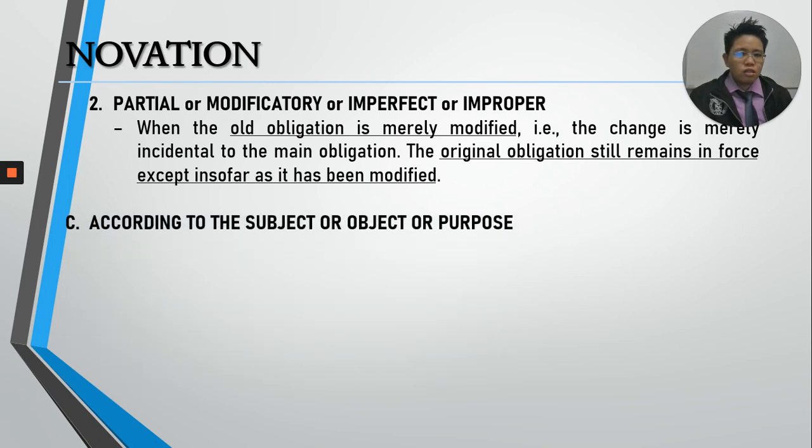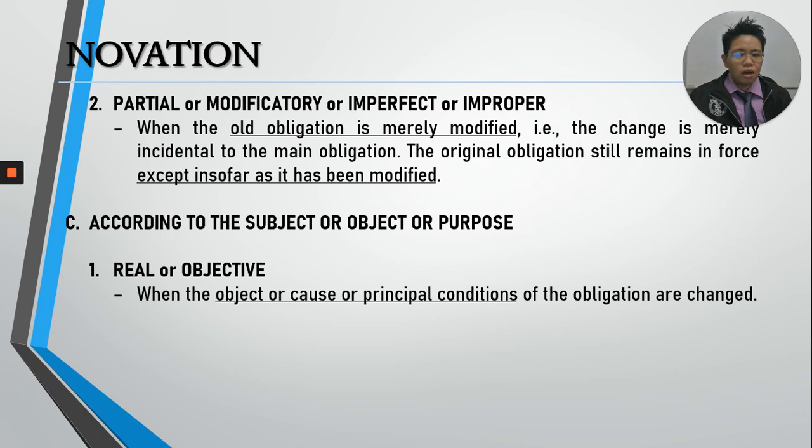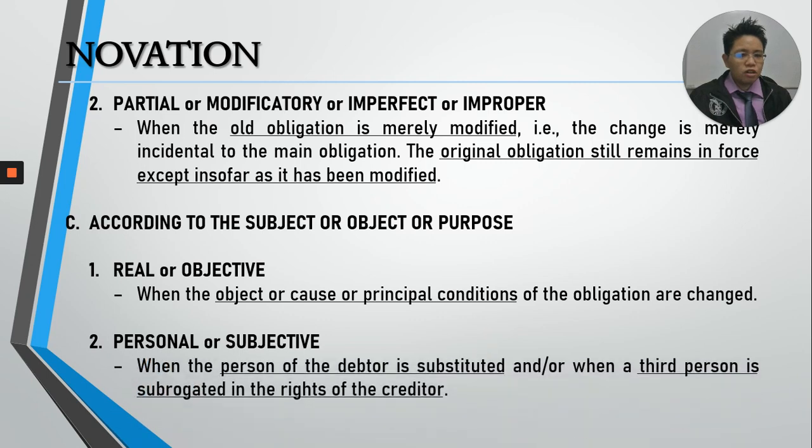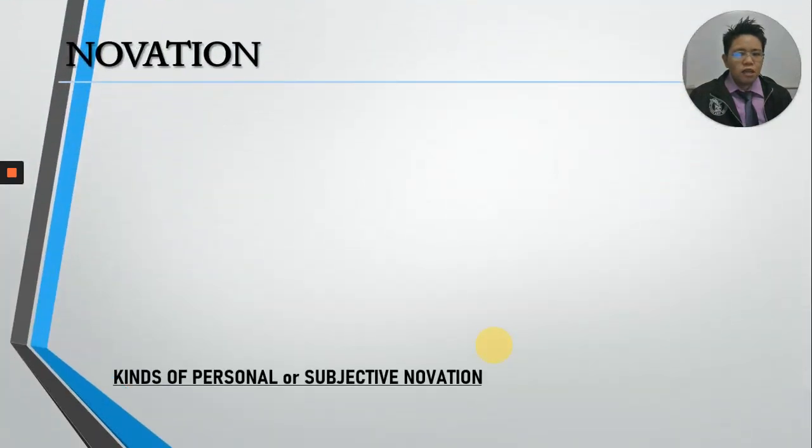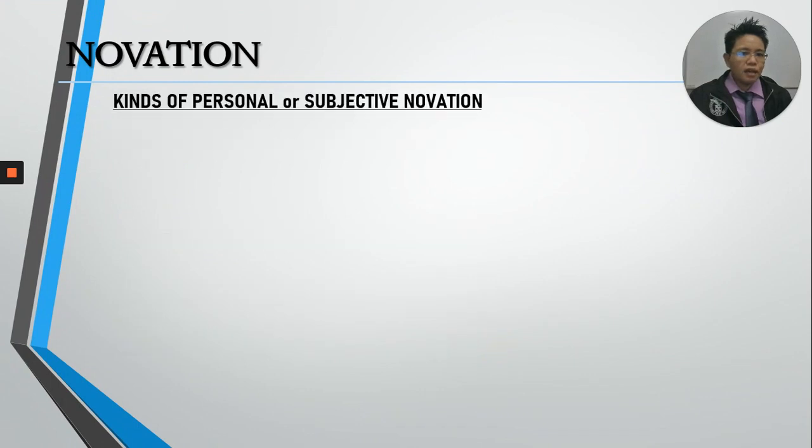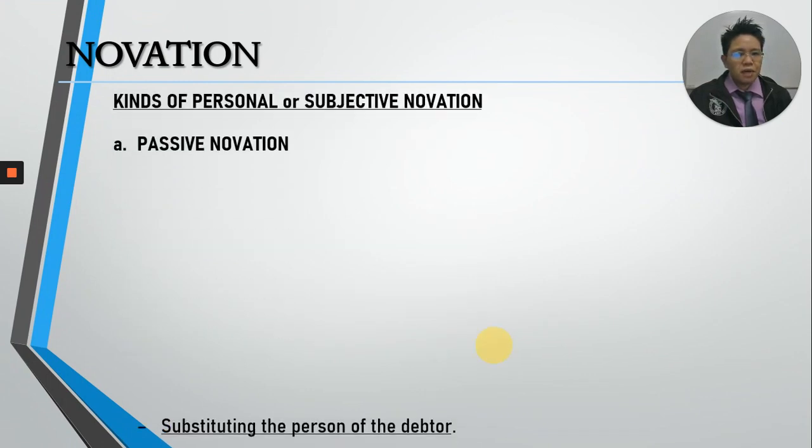So what else? According to subject, object, or purpose, it may be real, it may be personal, and also it may be mixed. So real novation, the object or cost, or principal conditions are changed. Personal naman, the persons are changed, either the debtor or the creditor. So remember, if you change the debtor, it is called passive novation.